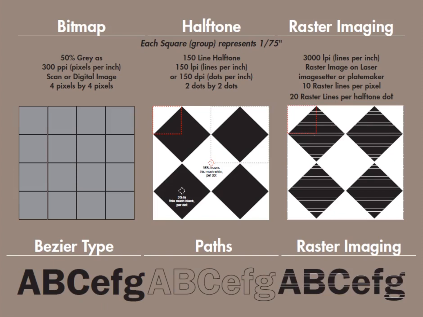A bitmap is a series of pixels in rows and columns, and this one here represents 50% gray as a 300 pixel per inch image, scan or digital image, and this is 4 pixels by 4 pixels, or here's 16 pixels of 50% gray. In order to print that commercially, it would have to become a halftone, and the raster image processor will convert this into a 150 line halftone, or 150 lines per inch or 150 dots per inch in the halftones, and it becomes 2 dots by 2 dots.